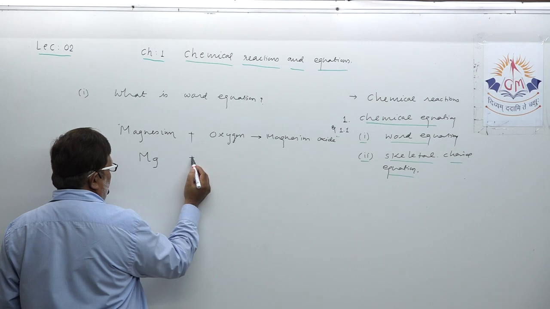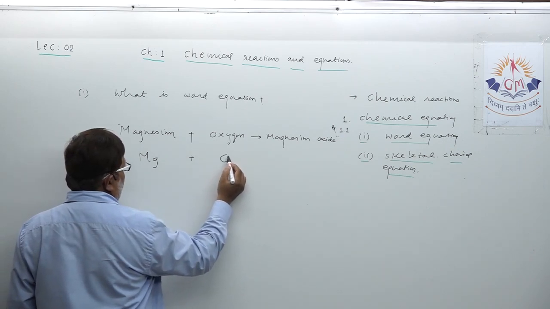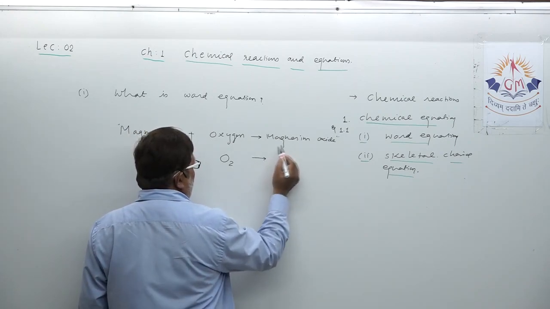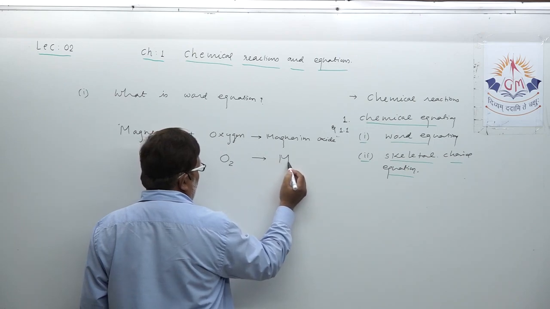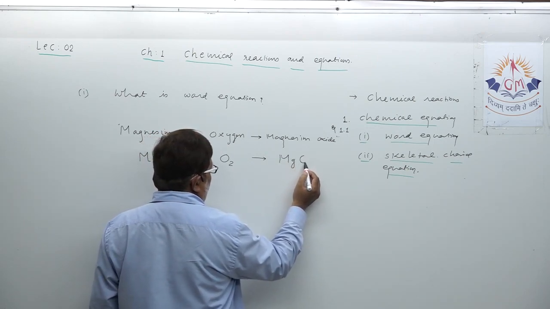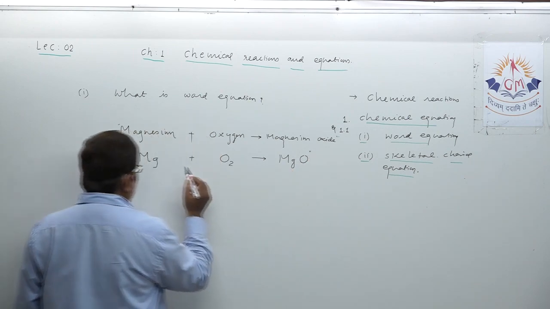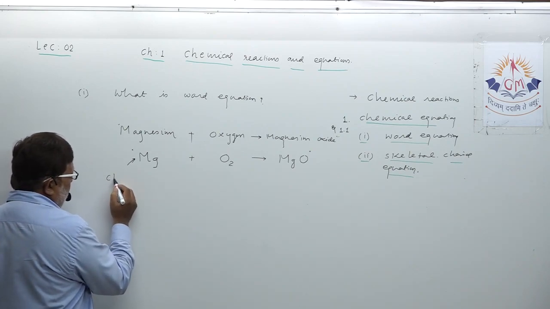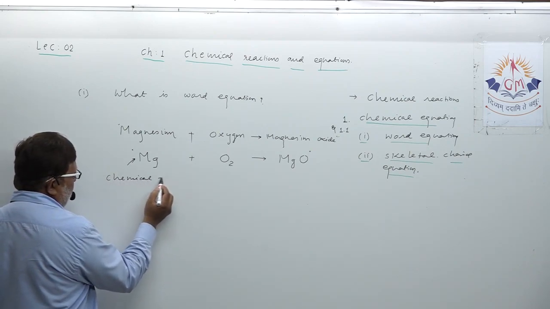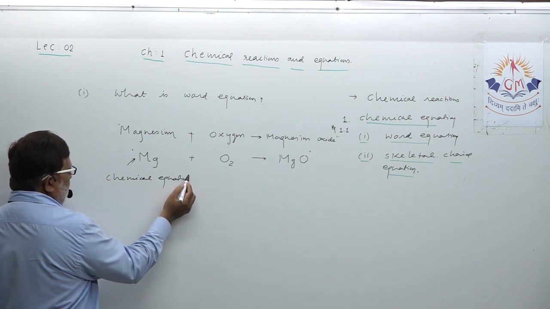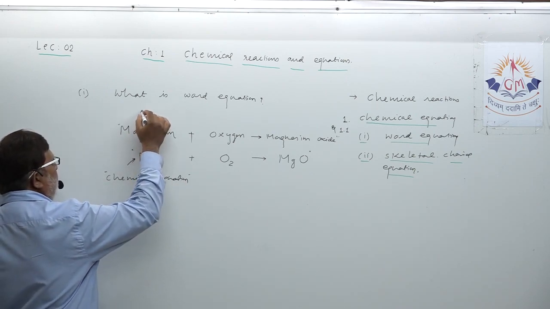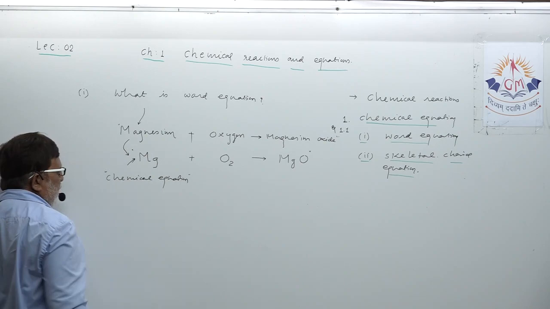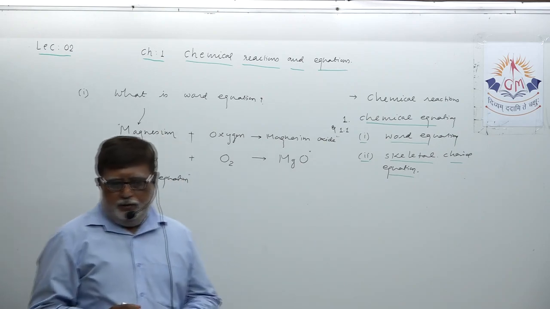I know the formula of oxygen. Can I write O2? I know the formula of magnesium oxide. Can I write MgO? Now what I have written here is actually called a chemical equation. Okay, right? So first we converted the chemical reaction into a word equation and then the word equation into a chemical equation.